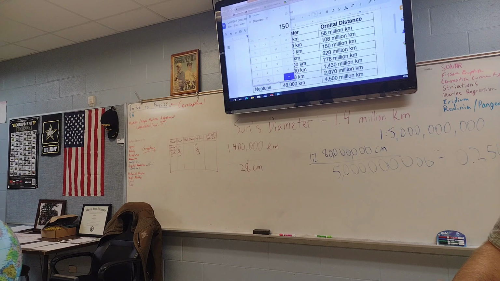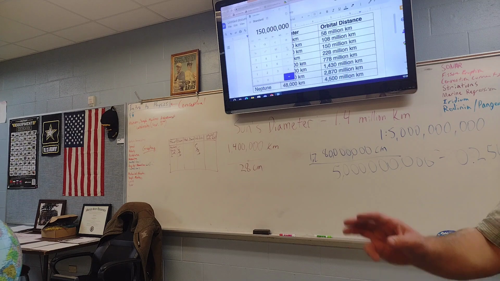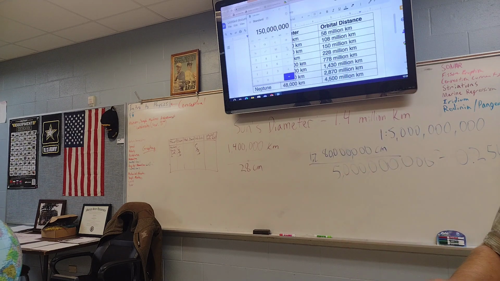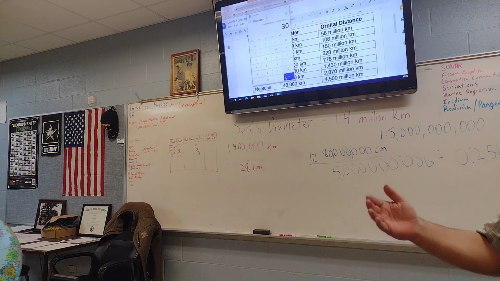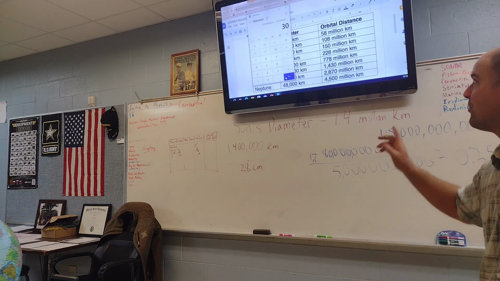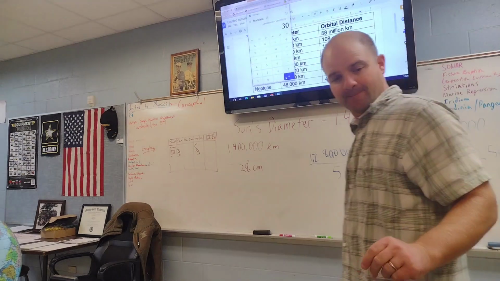150 million kilometers is the distance from the Earth to the Sun. I want that in meters, so I'm going to add 3 zeros, as if I multiplied by 1,000. I'm just going to add 3. So I'm at 150 billion meters. The Earth is approximately 150 billion meters from the Sun. Now I'm going to divide by my 5 millionth scale to get the scale distance from the Sun to the Earth, 30 meters. Okay?